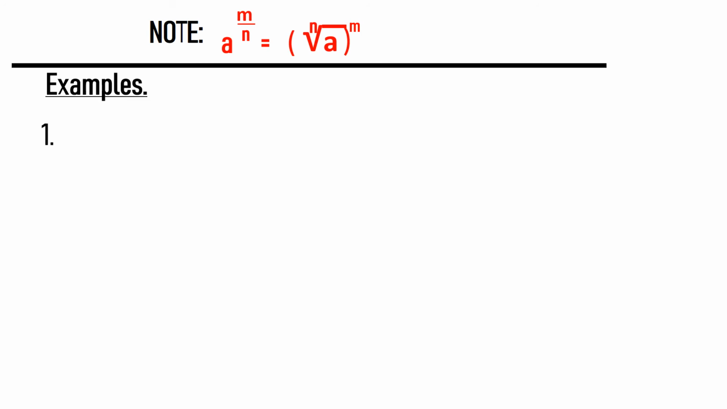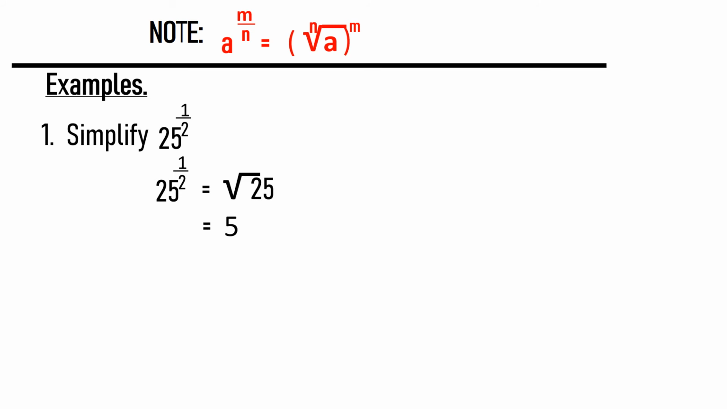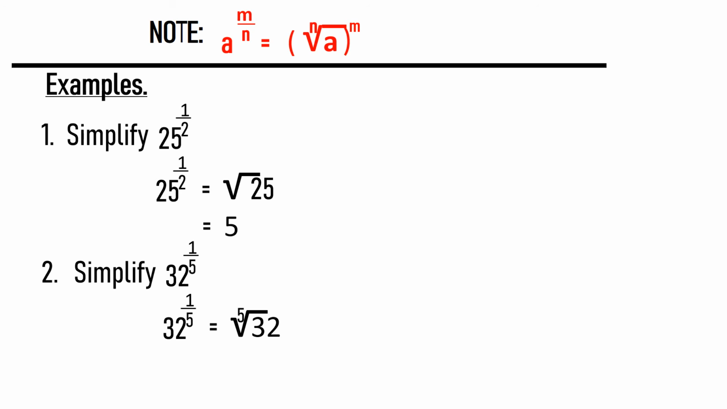Examples: 1. Simplify 25 power a half. According to the fractional index, 25 power a half is the same as the square root of 25, which is 5. Example 2. Simplify 32 power 1 over 5. According to the fractional index, this is the same as the fifth root of 32. The fifth root of 32 is simply 2.